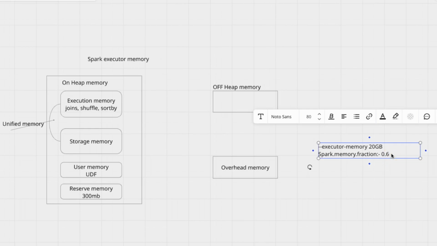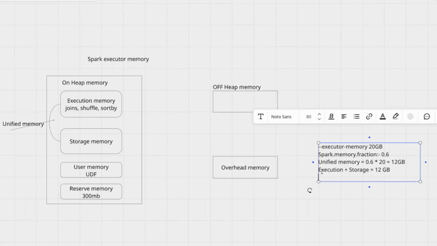So with this parameter, we will come to know about the combination of unified memory. Your unified memory will be 0.6 into 20 GB, and this comes around 12 GB. So your execution memory plus your storage memory is 12 GB. You have assigned 20 GB to the executor memory, but in this 20 GB, for the execution and the storage memory, it comes out to be 12 GB. Now we have around 8 GB left.